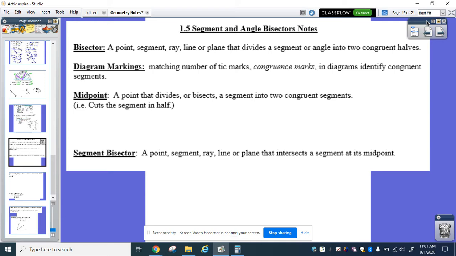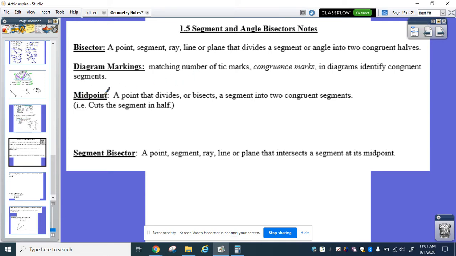So you've got the term bisector. The term bisector by itself could refer to a point, a segment, a line, or a ray that is going to divide a segment or an angle into two congruent halves. So we get some different pieces of information here. We get different kinds of bisectors.